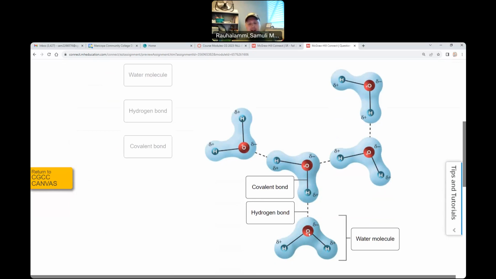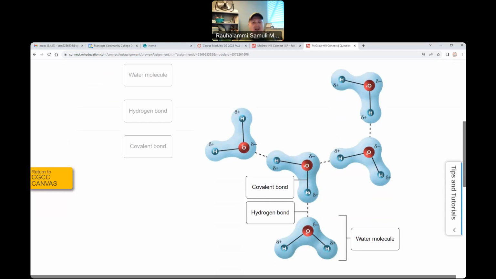Just to clarify, in terms of the bonds between oxygen and hydrogen in this molecule, where we have two hydrogens and one oxygen, these bonds are going to be covalent bonds. So this is the scenario that we saw in our chapter material, where electrons are shared between oxygen and hydrogen in order to provide both of them a full valence shell.